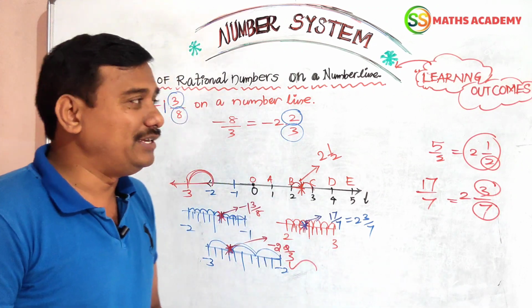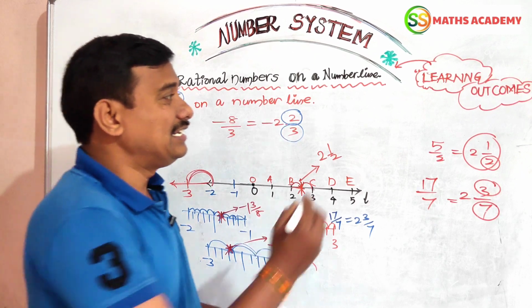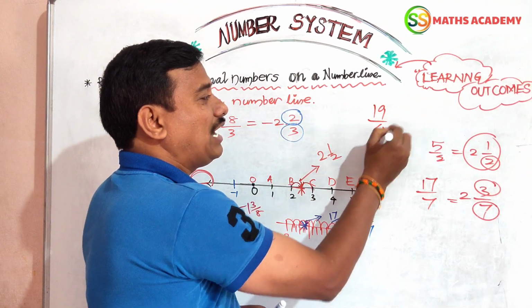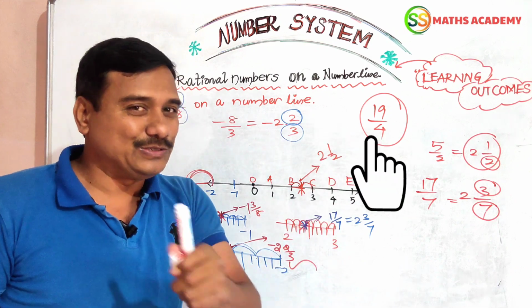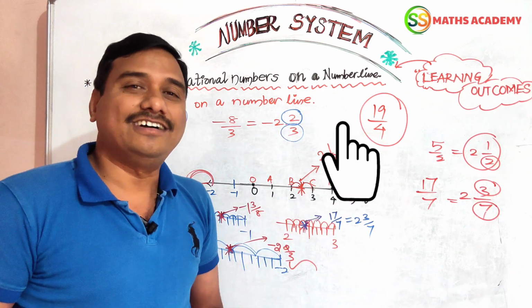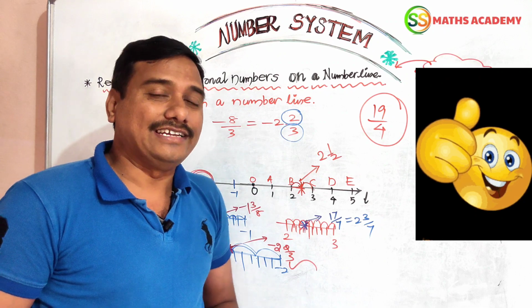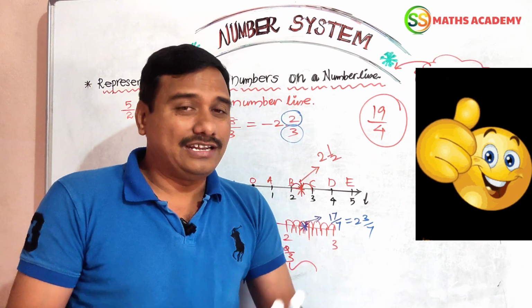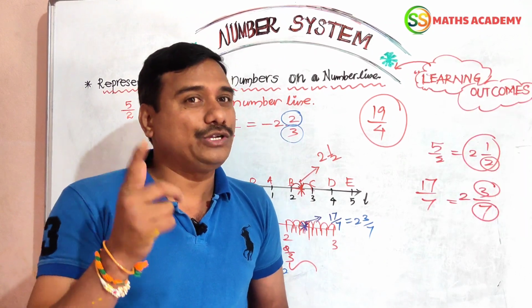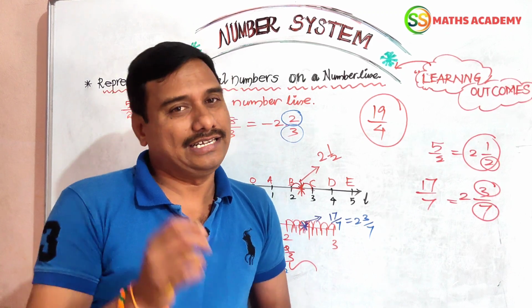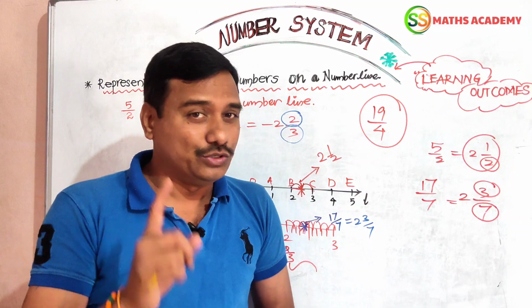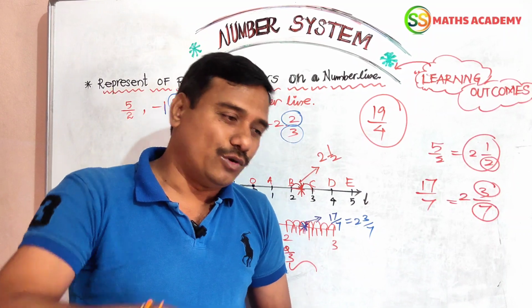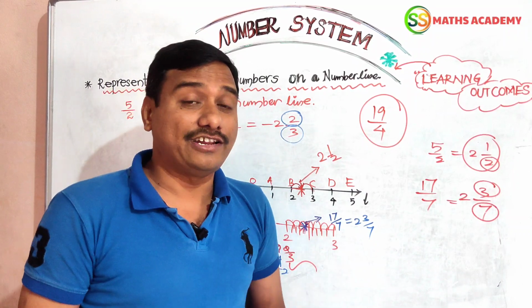Now your question will be: represent 19 by 4 on a number line. This is your question, dear friends. Solve this question and get good knowledge about the number line. Till then, practice well. And in our next video, I am going to explain equivalent rational numbers and the mean method also. A very useful method. It can be useful for both 9th and 10th classes also, my dear friends.